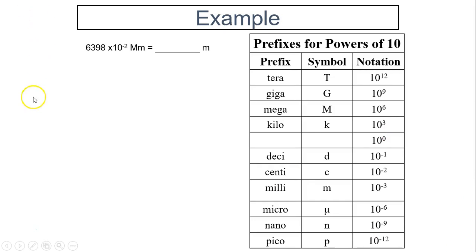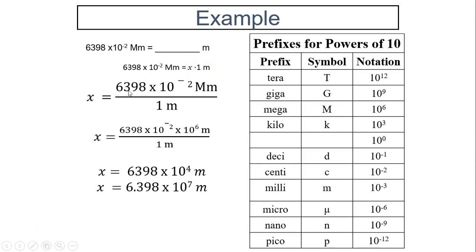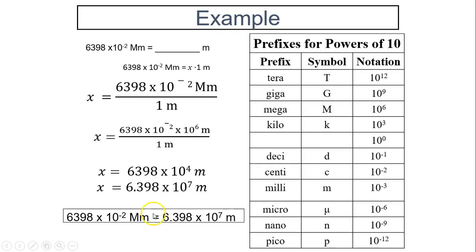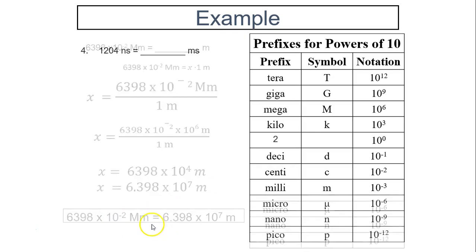Another example. 6,398 times 10 to the negative 2 megameters equals how many meters? So here is 10 to the negative 2, leave it alone. This is just the number in front of the prefix. So again, you divide. This has no prefix, that means it's 1. Mega means 10 to the 6. So this is the result you have. And to express this number in scientific notation, it becomes 6.398 times 10 to the 7 meters. So that's what you have.